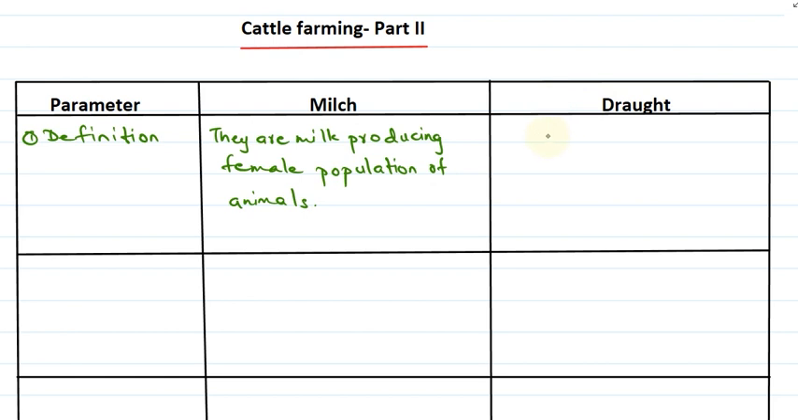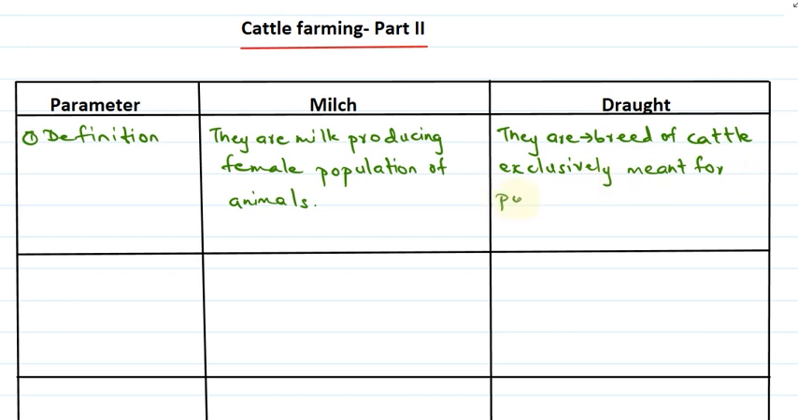Then what is the draught variety? This is the breed of cattle that is exclusively meant for draught purpose work, like pulling carts, plowing fields, etc. So this is the definition of milch and draught breeds of cattle.